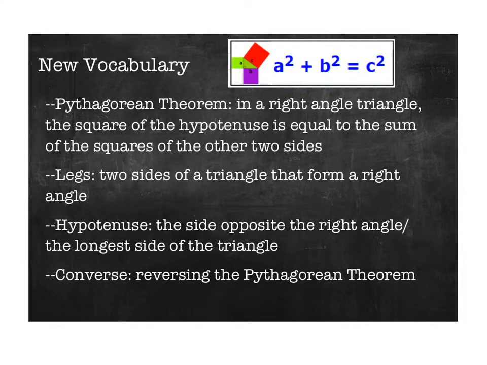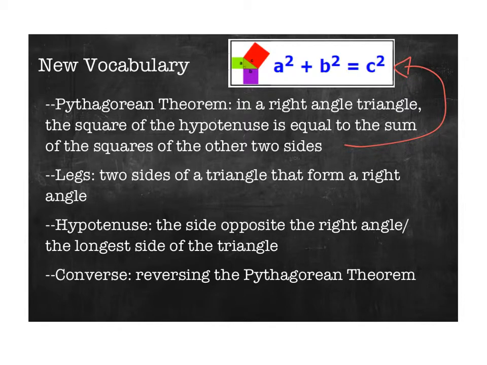Lots of words for today's vocab. The Pythagorean Theorem is: in a right angled triangle, the square of the hypotenuse is equal to the sum of the squares of the other two sides. You can just write Pythagorean theorem is a squared plus b squared equals c squared.